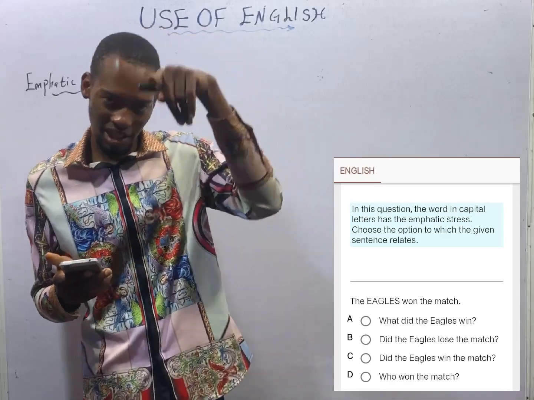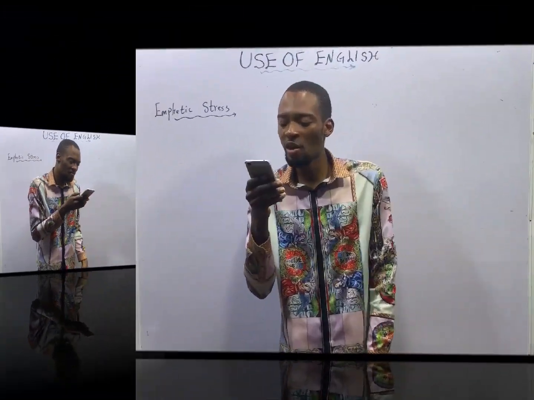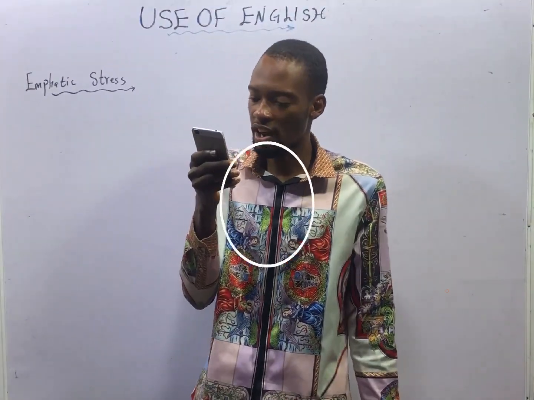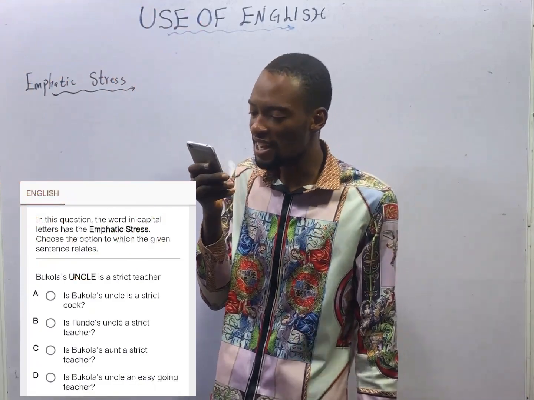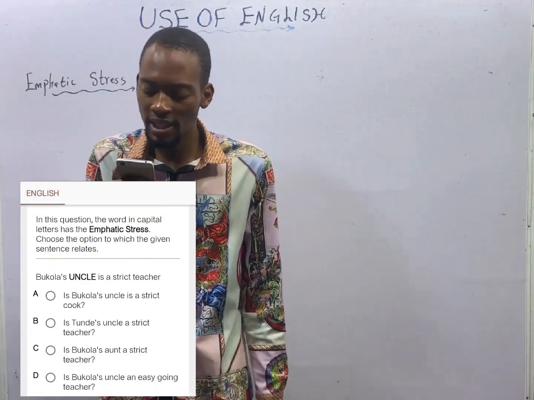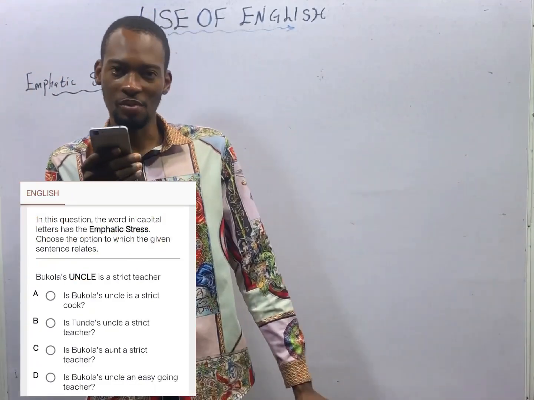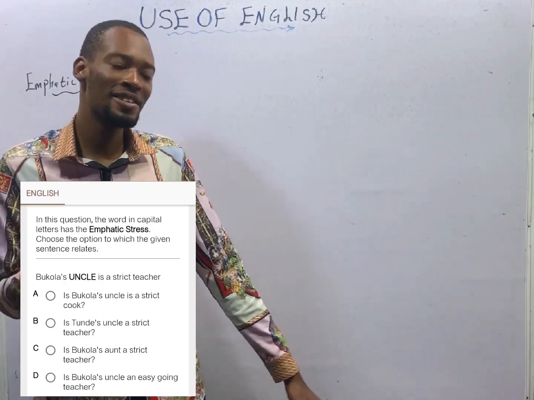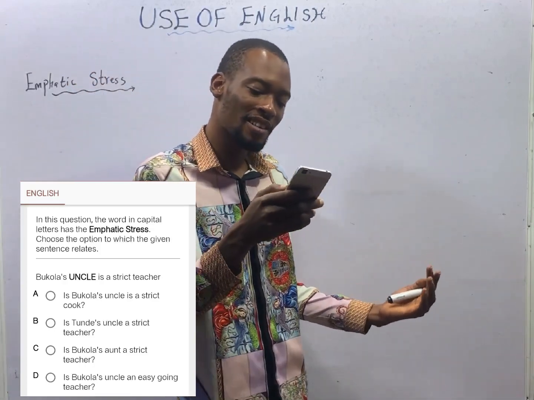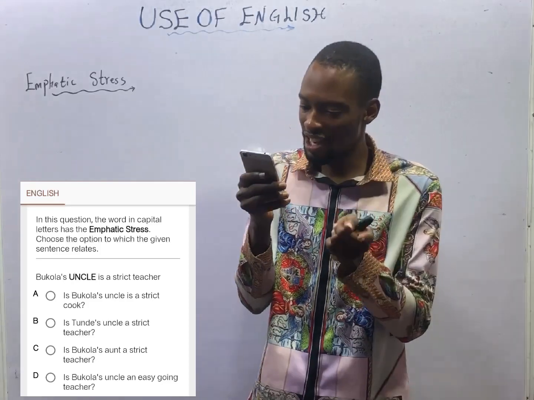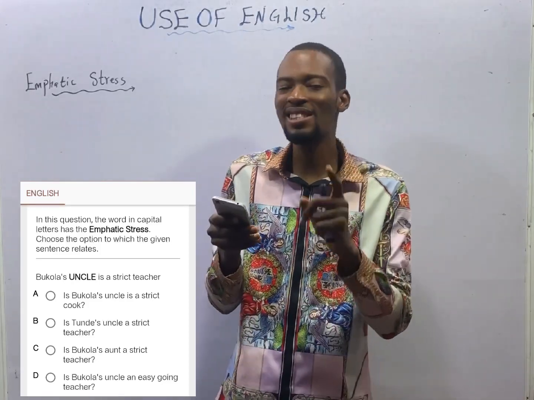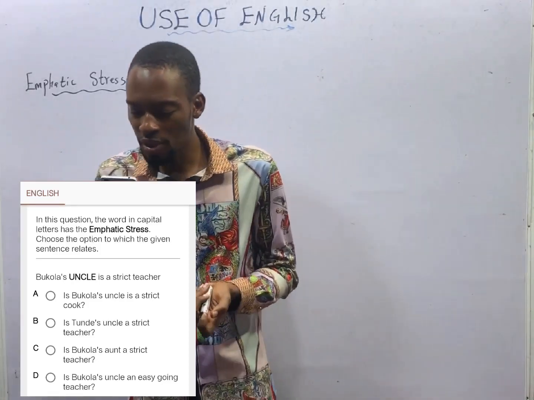Who? Eagles. Bukola's uncle is a street teacher. Uncle is emphasized, and uncle is repeated in option A, option B, and option D. So these options are wrong. So option C is the correct option.